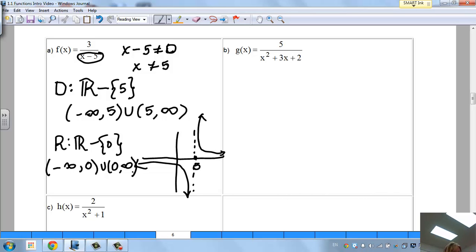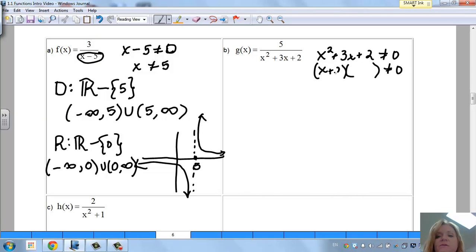Now let's look at this one right here. This is g of x, and I have a fraction, so I'm worried. I take the denominator and I put it where it can't equal 0, because I can't have that. And by doing this, this will give me my domain. Here I can factor this, and when I factor it, I get x plus 2, x plus 1. So x cannot equal negative 2, and x cannot equal negative 1.